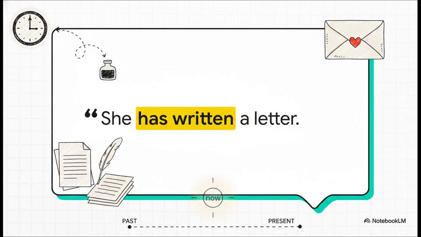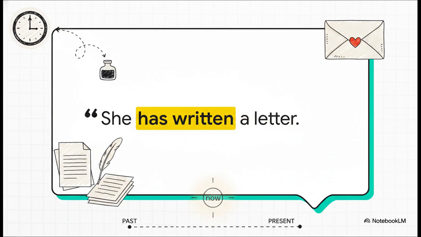Okay, what about this one? She has written a letter. This is the present perfect, and it's this brilliant little time traveler. The action of writing, that happened in the past, but it has a direct connection to right now. The letter is finished, see? The ink is dry, and it's sitting right there on the table in front of us. The result of that past action is being felt in the present.